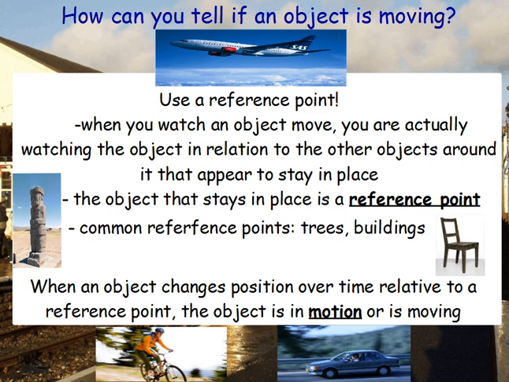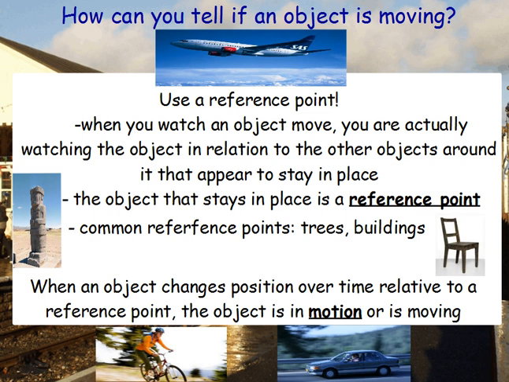It can kind of trick our brain if we don't use a correct reference point. So normal reference points are things that we know for a fact do not move. They stay in their place, like trees or buildings. We know those things don't move. So when an object is changing position relative to that reference point, then we can tell if that object is in motion. So we're actually not really watching the object itself moving. We're watching the object in relation to all the other objects around it that appear to stay in place.